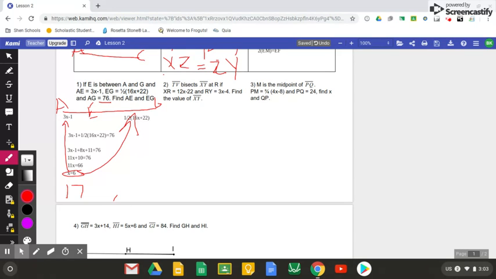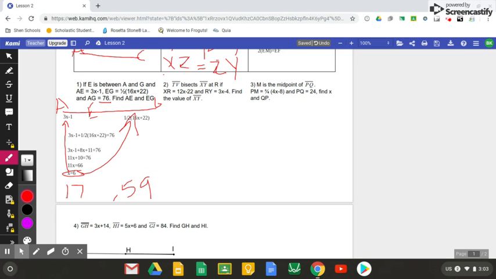And then I do 1/2 in parentheses: 16 times 6 plus 22, times 1/2. We'll get 59. Another way to get that 59 is you could actually do 76 minus 17.